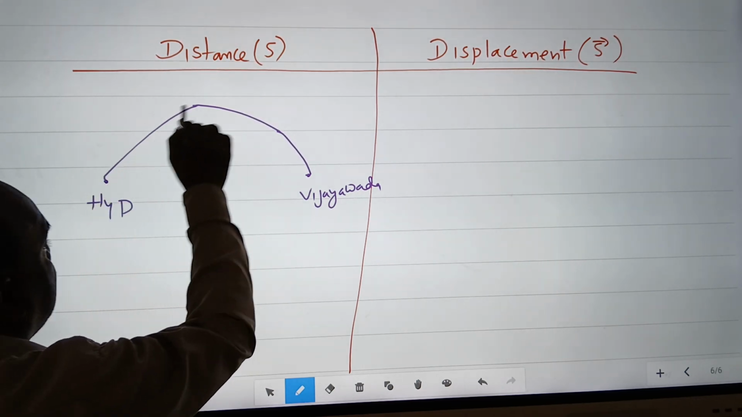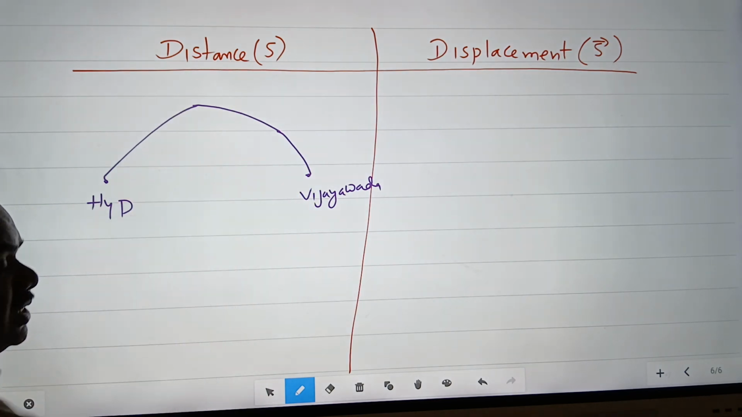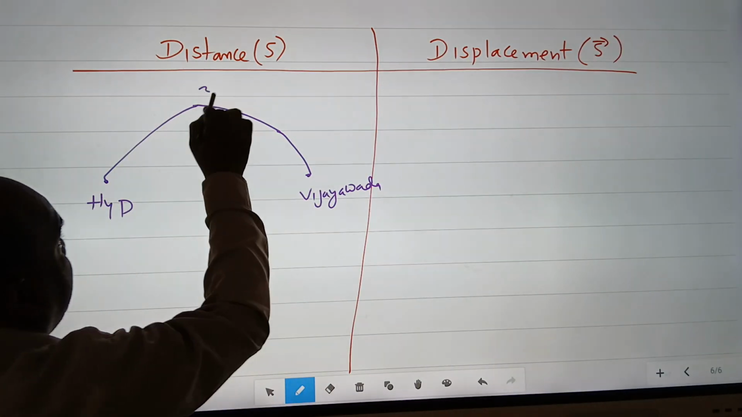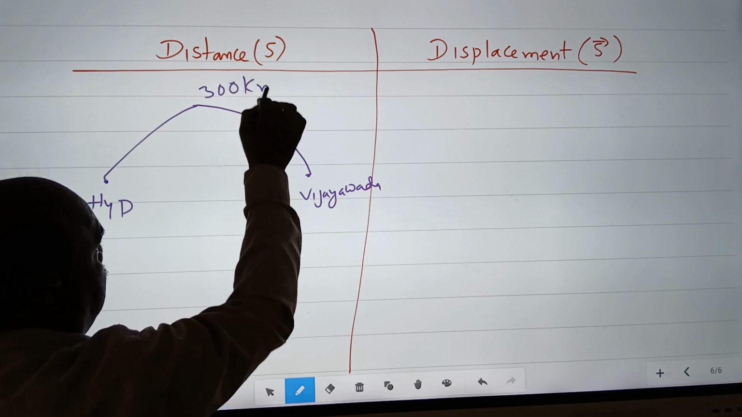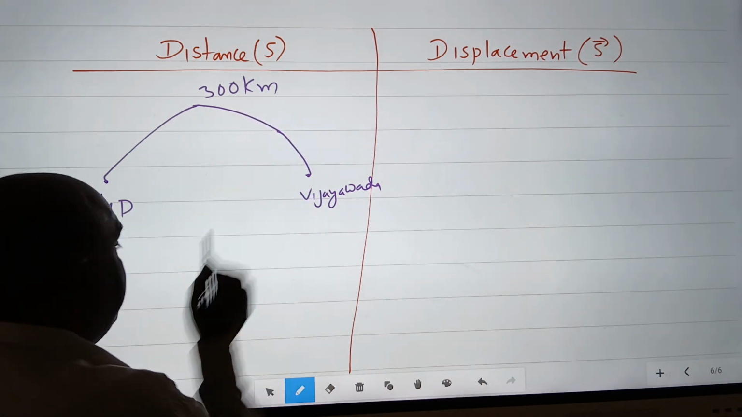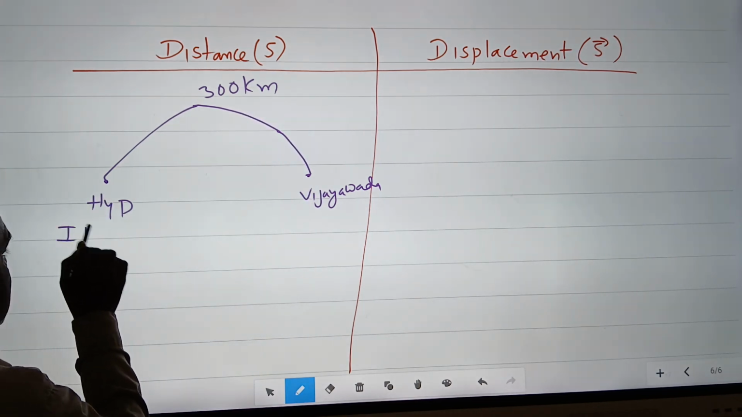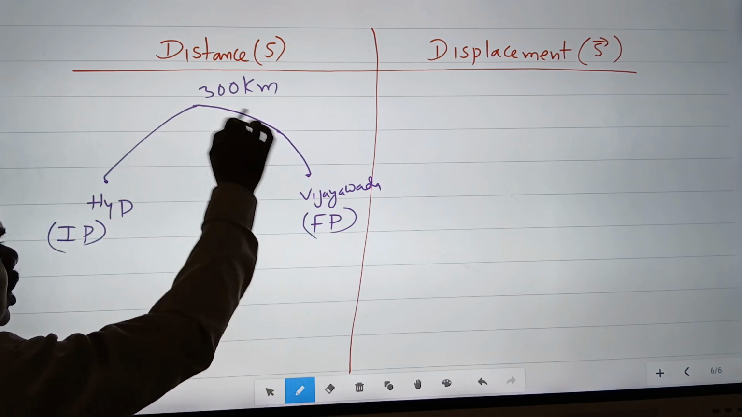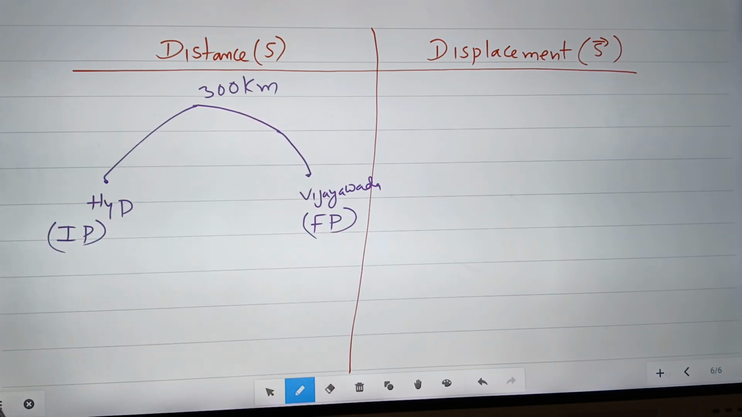This total path covered by the body is called distance. Distance is the total path covered by the body, which is 300 km. Distance is the total path covered by the body between initial position and final position. This is the initial position, this is the final position. The total path covered by the body between initial position and final position is called distance.